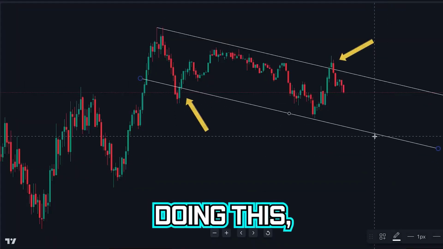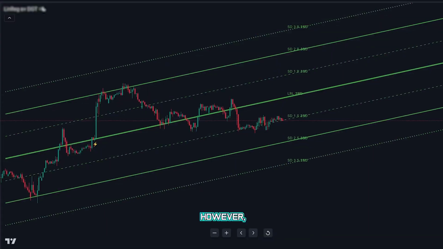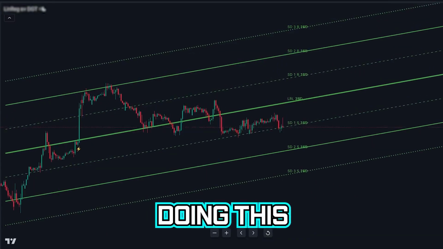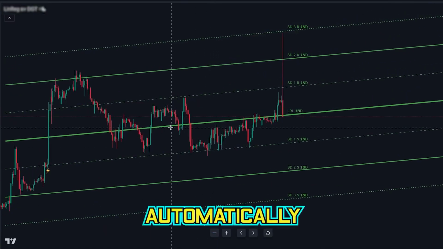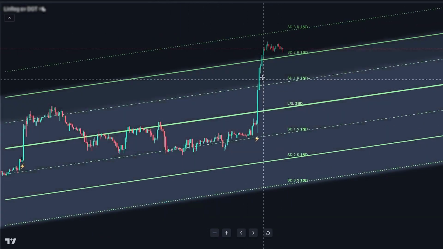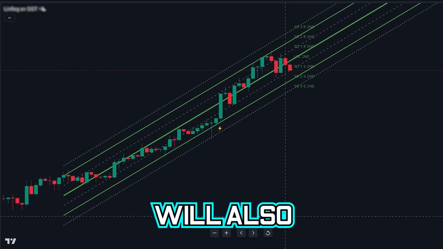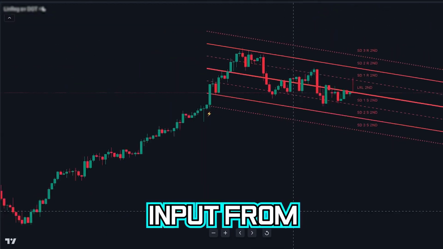But by manually doing this, traders often make mistakes and the levels are rarely accurate. However, there is a far easier way of doing this that not many know about. This tool automatically draws these channels for you. It will provide 6 different standard deviations with varying significance. It will identify a separate channel from a higher time frame. The channels will also update in real time with 0 input from the user.